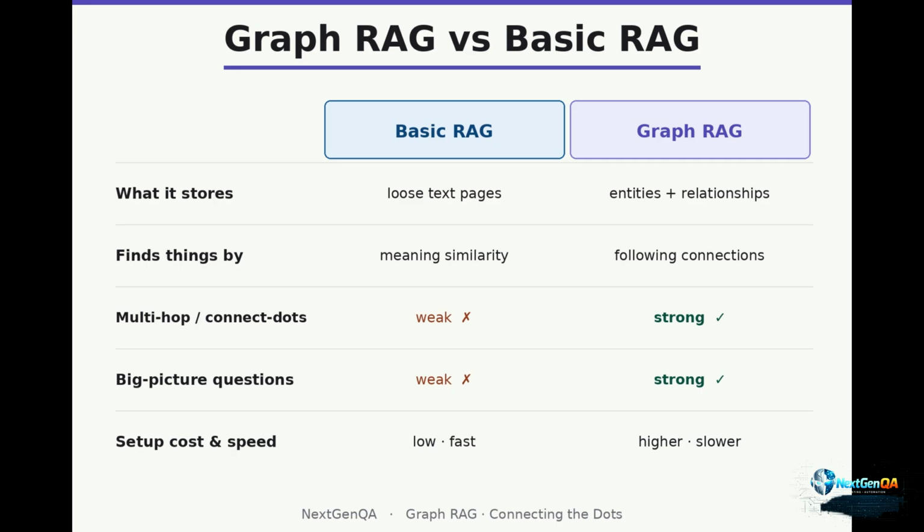Cost and setup. Basic RAG cheap and quick to build. GraphRAG more expensive and slower to build because constructing the graph is real work. So, GraphRAG is not simply better, it is more powerful for connected and global questions, in exchange for more effort to set up, which naturally raises the question when you should actually reach for it.